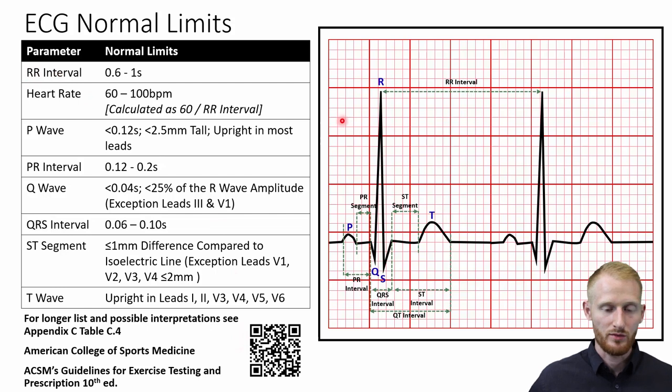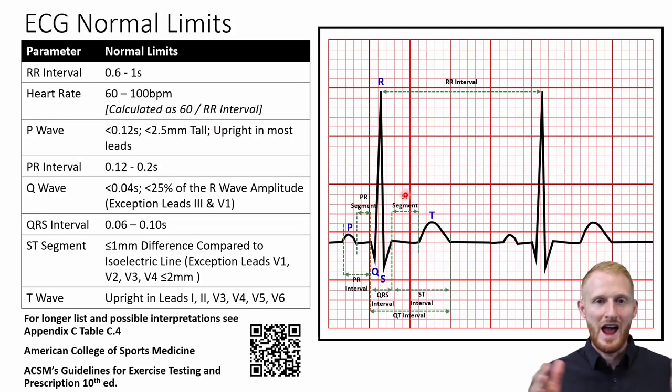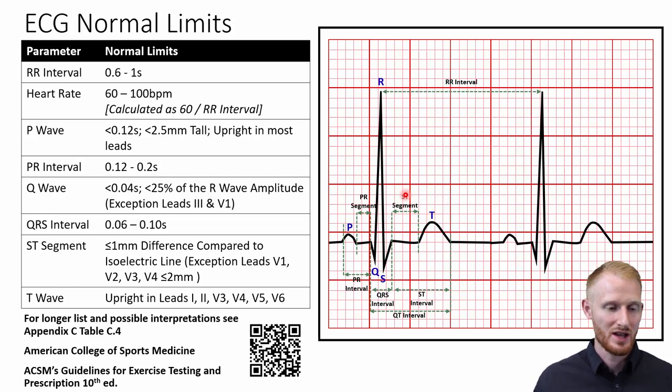We have the R to R interval, which is the time between one R wave and the next R wave. The normal limit of that is 0.6 to 1 second long. The heart rates that go along with that are 60 to 100 beats per minute, and we figure out the heart rate from the R to R interval by just dividing 60 by the R to R interval. That'll tell you the heart rate for any one cardiac cycle. There are other ways that give you more of an average heart rate across several cardiac cycles, but we're not going to go over that in this video. Those are the more typical ways of doing things, but I do want you to know this basic math here.